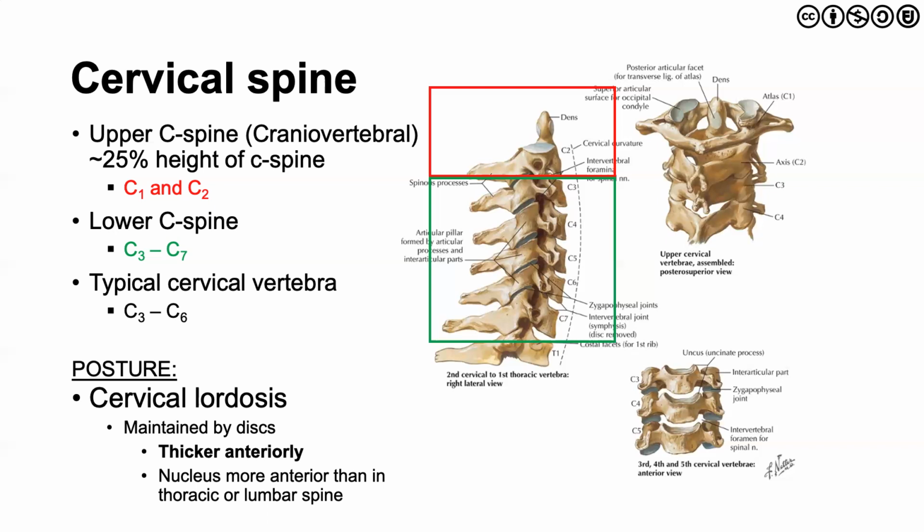The posture is that of cervical lordosis, where the discs are slightly thicker anteriorly, and so there is this slight curvature, more concave to the posterior aspect of the spine, more convex to the anterior aspect of the spine. You'll also notice that the spinous process of the cervical vertebra is more bifid in the upper cervical spine.